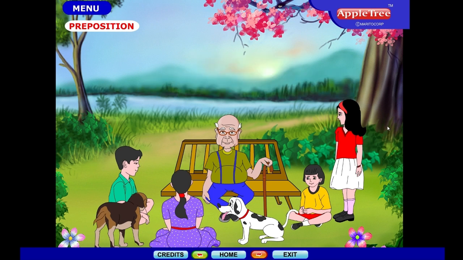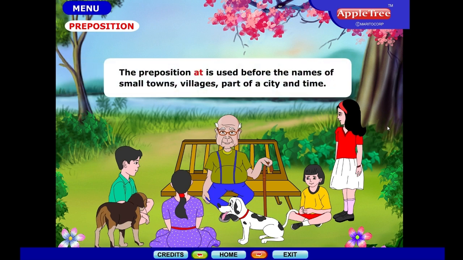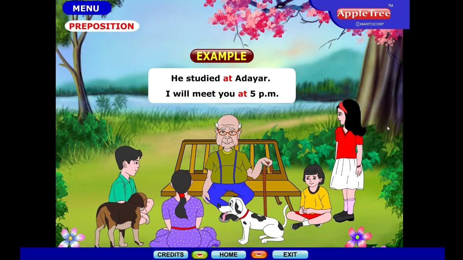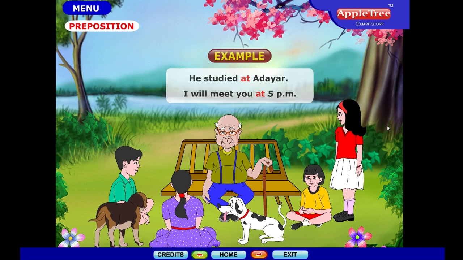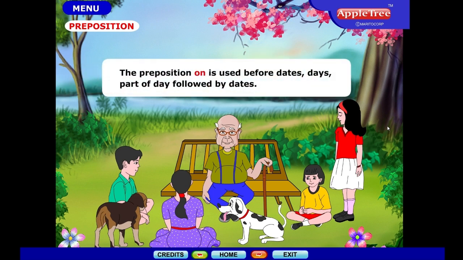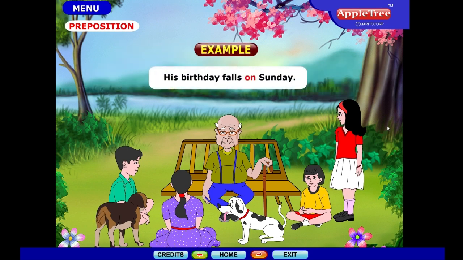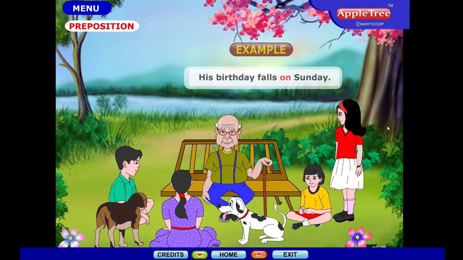Let me tell about the preposition at, Grandpa. The preposition at is used before the names of small towns, villages, part of a city, and time. Examples: He studied at Adayar. I will meet you at 5 pm. The preposition on is used before dates, days, part of day followed by dates. Example: His birthday falls on Sunday.